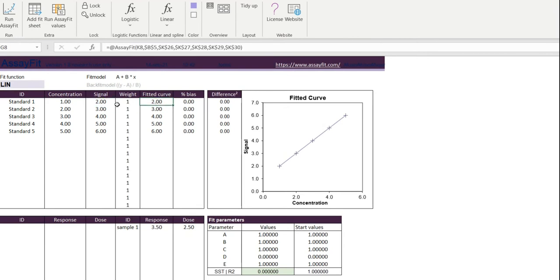For each point, the squared difference between the fitted signal and the measured signals is calculated. The sum of these squared differences is called the sum of squares, and this is used to optimize the curve. If we change parameter a, the intercept, to 2, the fitted line moves up. The difference of the fitted compared to the measured signal is 1, and the squared difference is also 1. In this case, the sum of squares is 5.